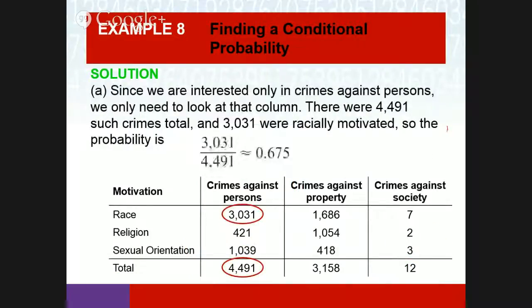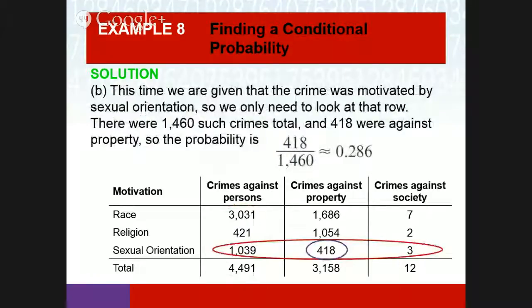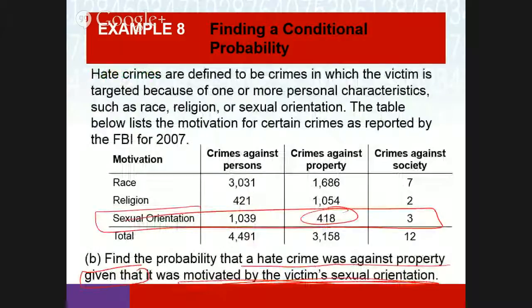B is worded just a little differently, but very similar. Go back to the B wording: given that it was motivated by the victim's sexual orientation. So our category is the sexual orientation. We want to know how many of the crimes motivated by sexual orientation were crimes against property. It's actually really easy to find the numerator and a little bit more difficult to find the denominator. The denominator is the total of the category after the "given that" part. Make sense? A little bit different there.